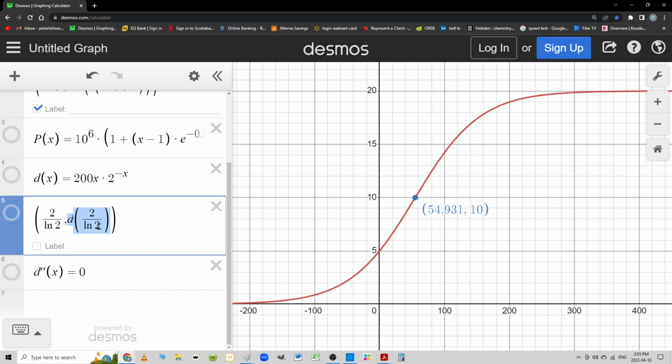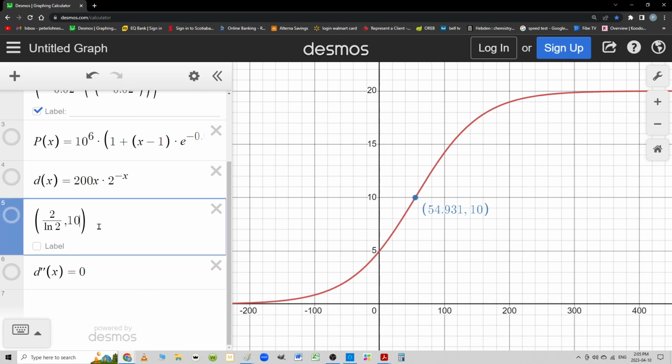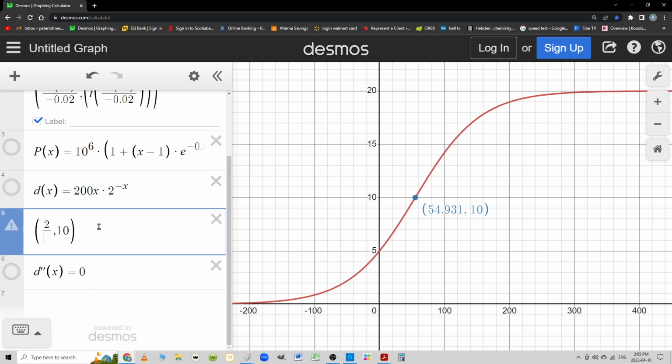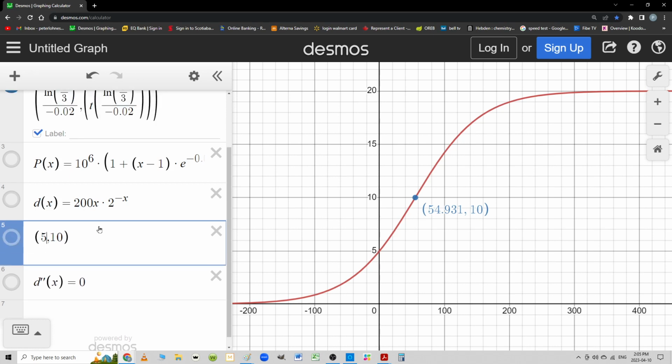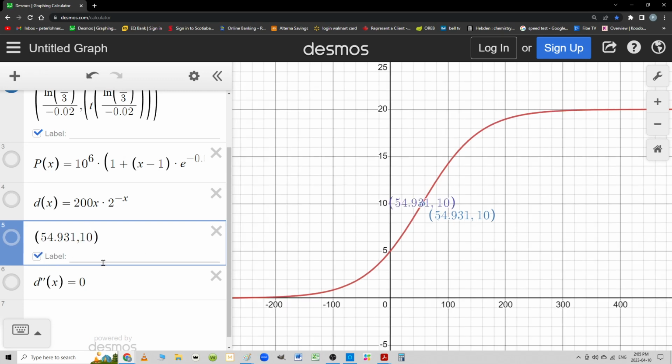10. And this I could just put in as the original thing, but 2 divided by ln 2 is more accurate than this number here. And that is the point of inflection. It's pretty clear it's the point of inflection.